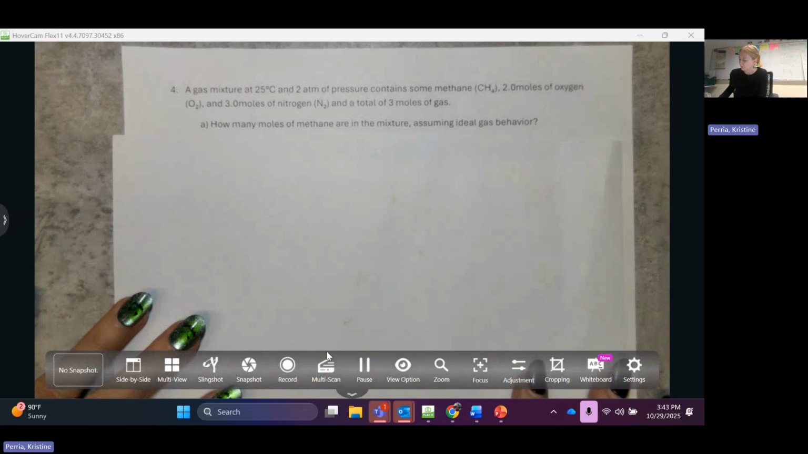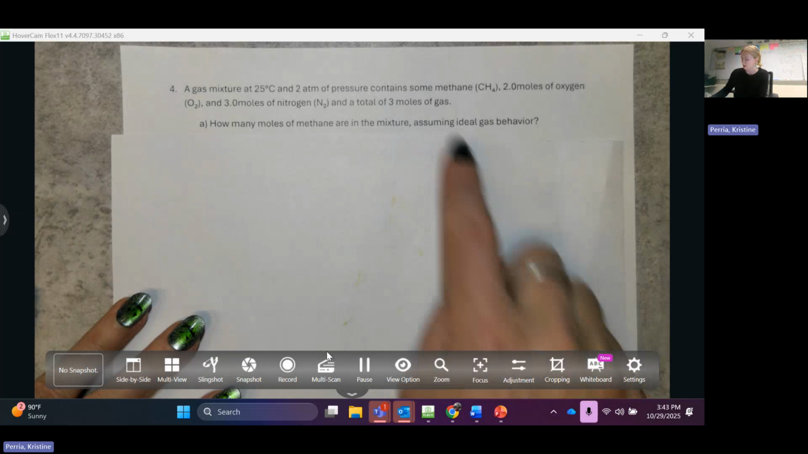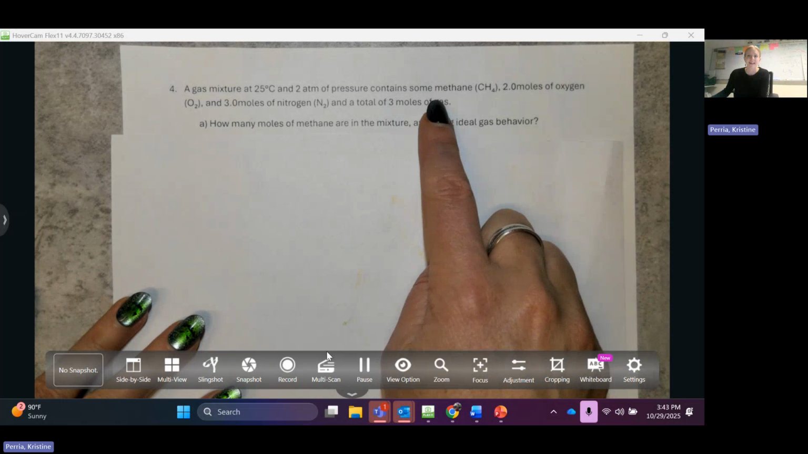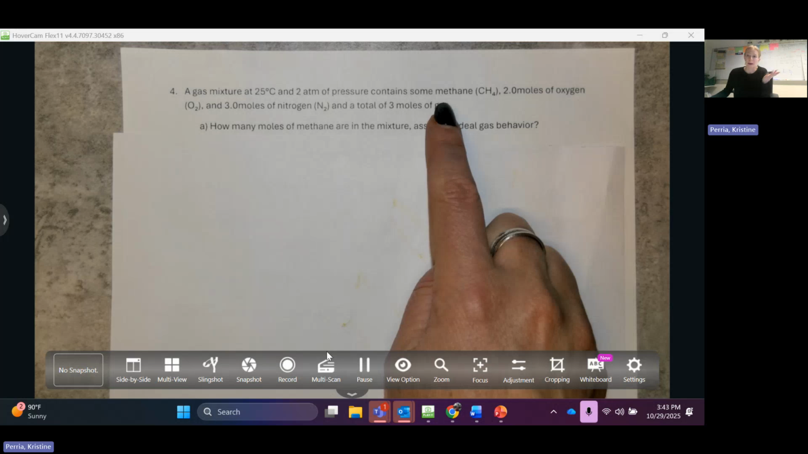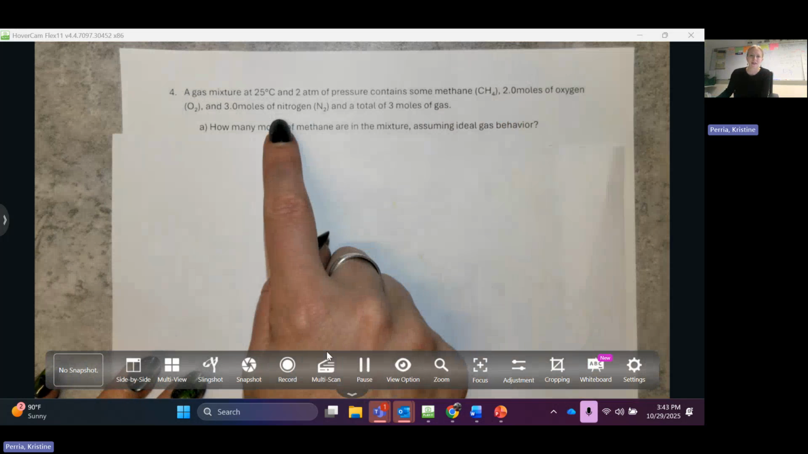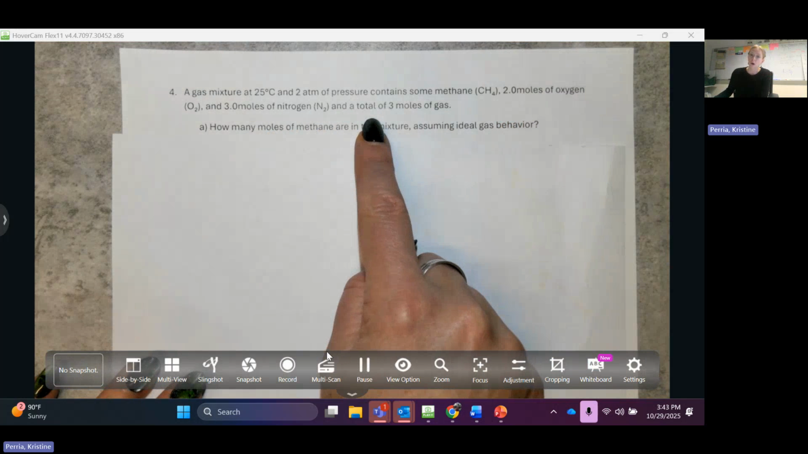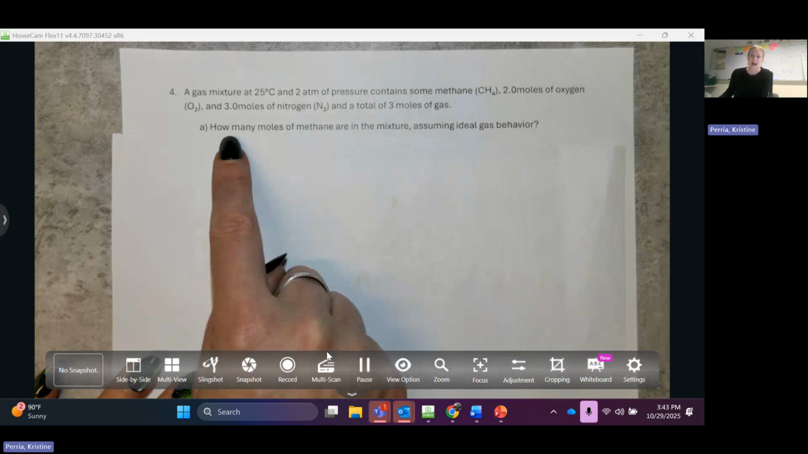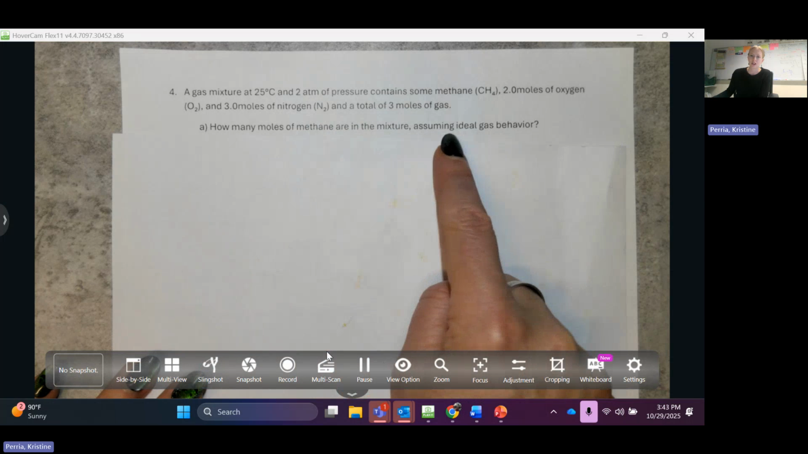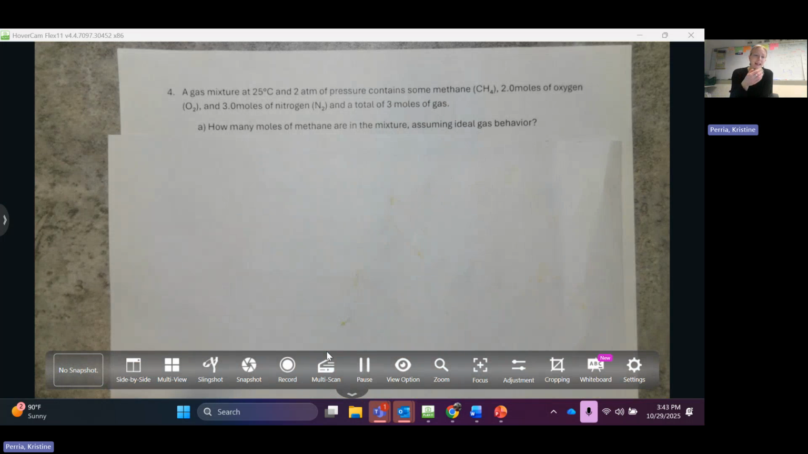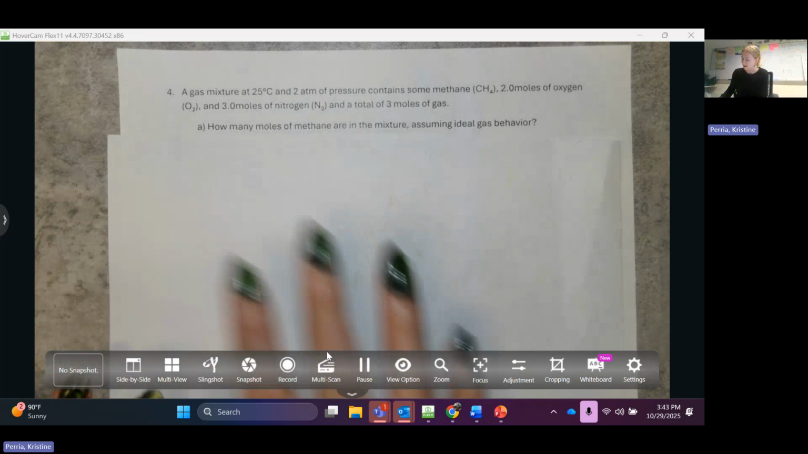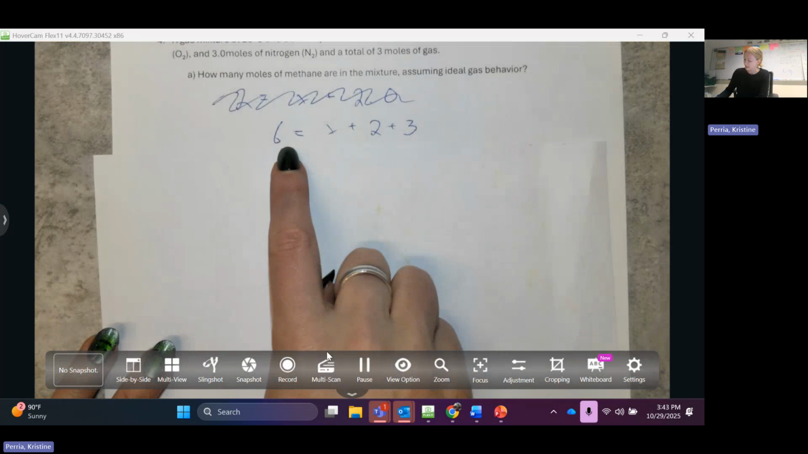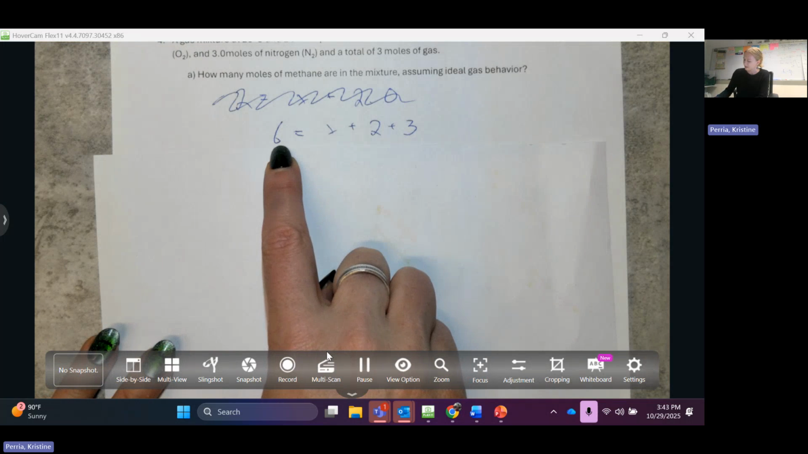Number 4, this one's a little tricky. A gas mixture at 25 degrees Celsius and 2 atmospheres of pressure contains some methane. So we don't know how much methane, it tells us some amount. 2 moles of oxygen and 3 moles of nitrogen, and a total of 3 moles of gas. How many moles of methane are in the mixture, assuming ideal gas behavior? So guys, it tells you how much total there is. It tells you all of the other parts, so the rest of it must be methane. So all you do is you do 6, right?